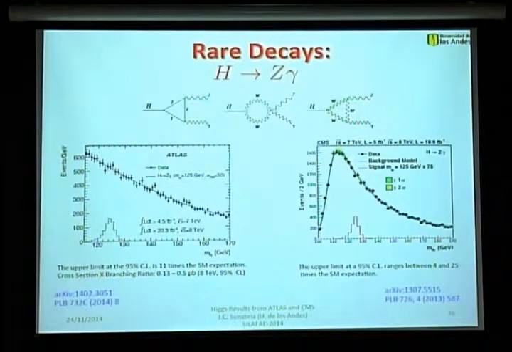Which means that any model that predicts, and there were models that predicted for these particular channels, values more than one order of magnitude larger than the standard model expectations would be ruled out. So these results have some meaning in order to rule out some theoretical predictions. CMS presents a result in which the upper limit ranges between 4 and 25 times the standard model expectation.